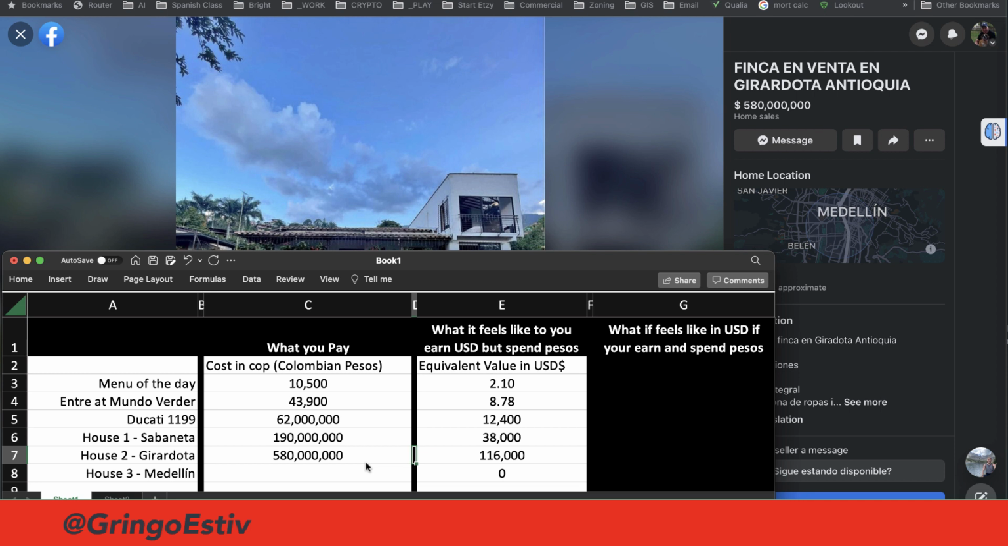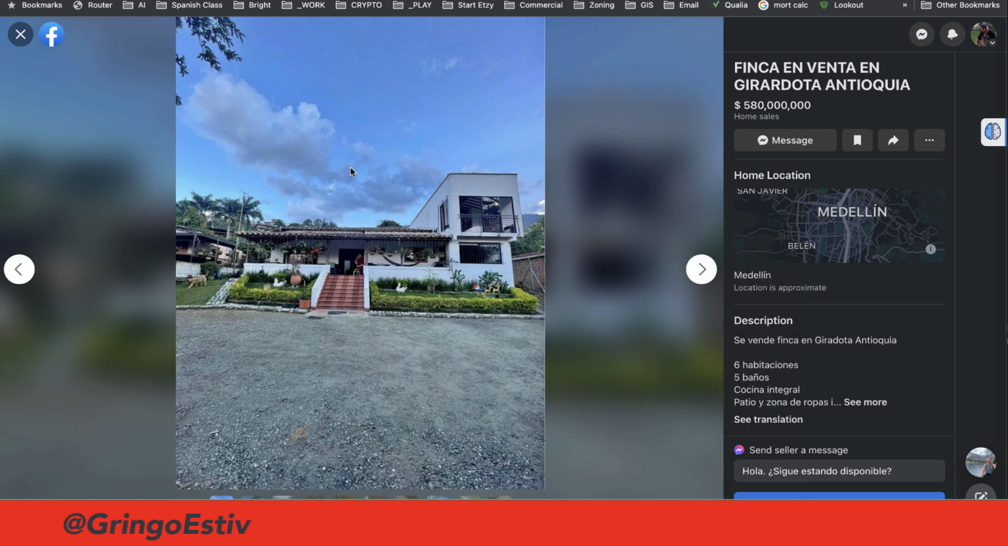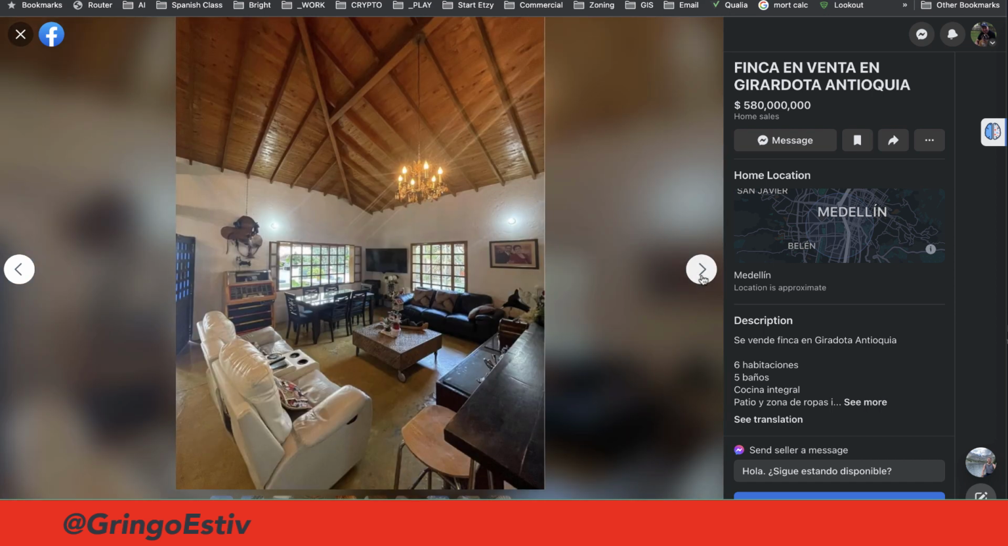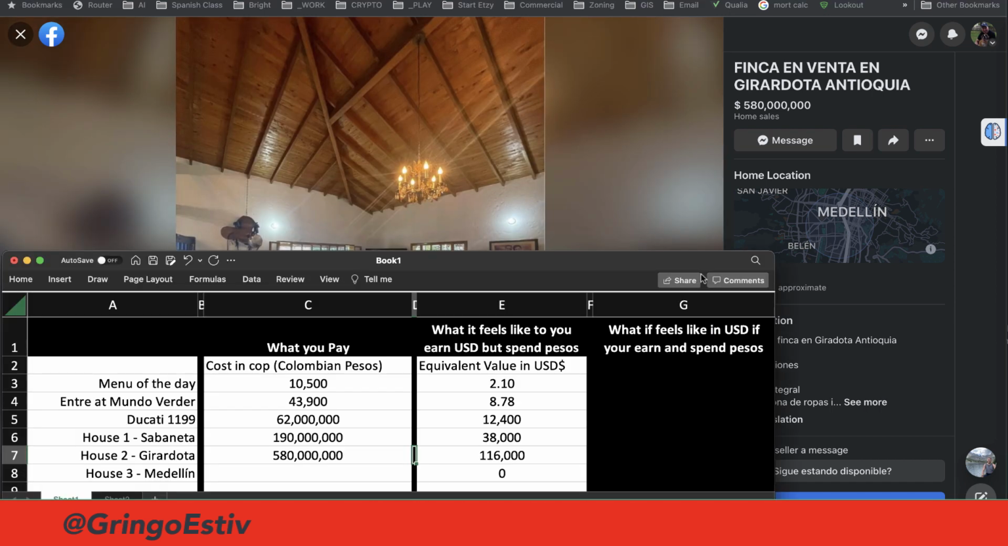Still not too bad. Everything's relative. Don't get me wrong. Depends on your income and your situation. But somebody from the US hearing that they could buy this single family home with a lot of land and these big vaulted ceilings for 116,000 US dollars. That seems like a pretty good deal to most people with American dollars.